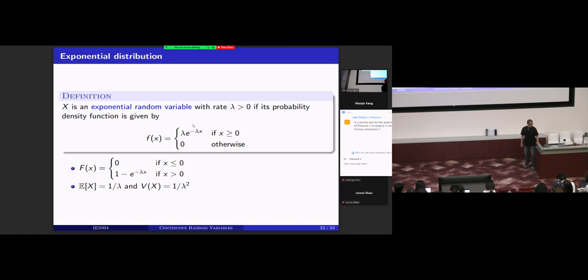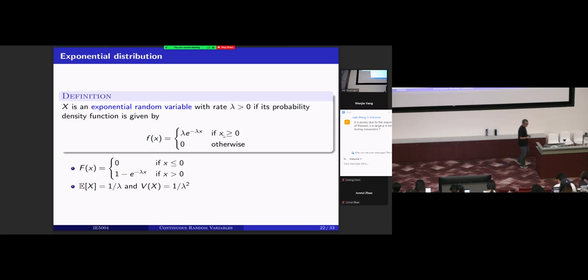But then let's discuss another random variable, which we call the exponential random variable. What is an exponential random variable? The definition is like this. X is called an exponential random variable with rate lambda. Here it has only one parameter, and this parameter is called the rate. With rate lambda, its probability density function is given like this. When x is positive, the density is lambda times e to the power minus lambda x. If x is less than zero, then the density is simply zero. Which means that an exponential random variable must take positive values, right?